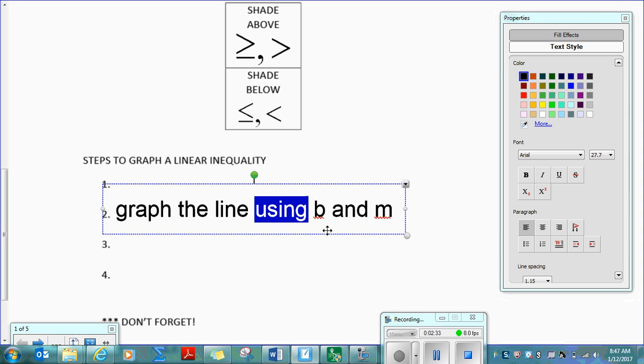Number 2, we graph the line using our b, which is our y-intercept, and our m, which is our slope. So we just graph it like a normal line.